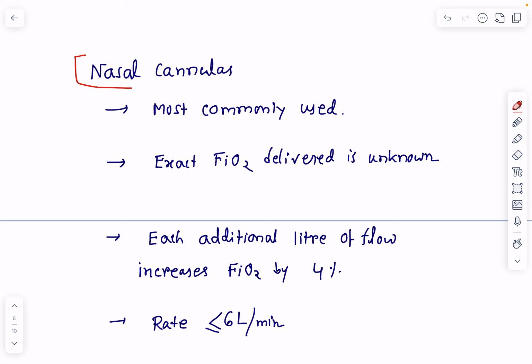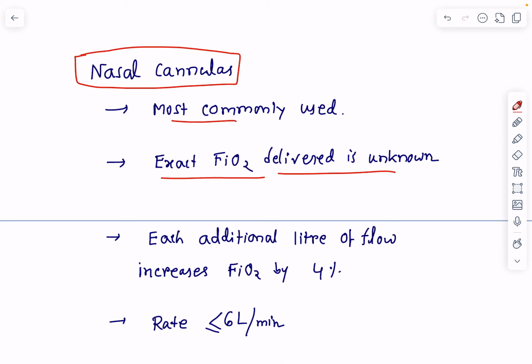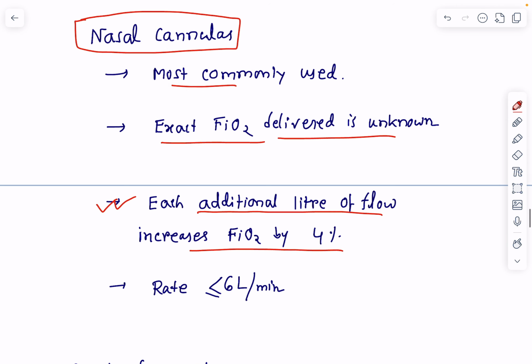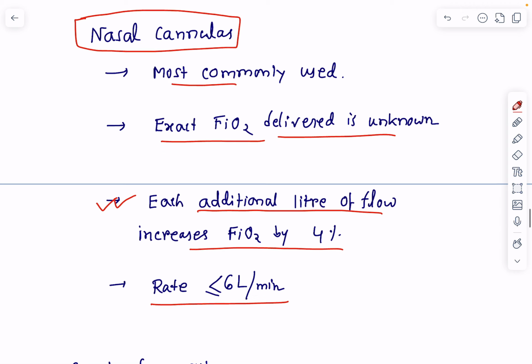Nasal cannulas. As I said, these are most commonly used for the delivery of oxygen to a patient. But the exact amount of FiO2, that is fraction of oxygen in inspired air delivered, remains unknown because it is highly influenced by the peak inspiratory demand of the patient. Each additional liter of flow increases FiO2 by 4%. That we can remember. And the rate of oxygen flow should be limited to 6 liters or below, not more than that, by nasal cannulas.